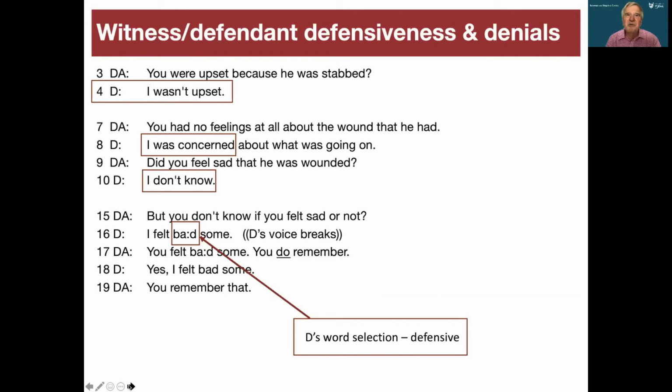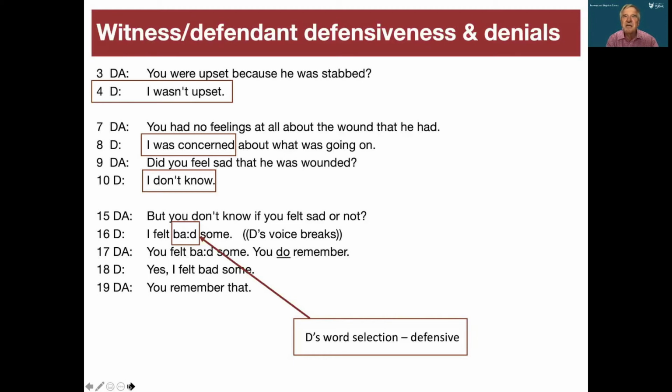"Did you feel sad that he was wounded?" Now, "I don't know" is again trying to avoid the implication of feeling sad. And when he asks in line 15 if you felt sad or not, "I felt bad." She's replacing sad with bad, and bad is, in a sense, less implicative than sad. Sad is implicative in the sense that if she felt sad, then she might be more prepared to do something to help a boyfriend in the project of going back to kill the victim. But feeling bad is a little different from that. It doesn't have quite that kind of implicativeness.